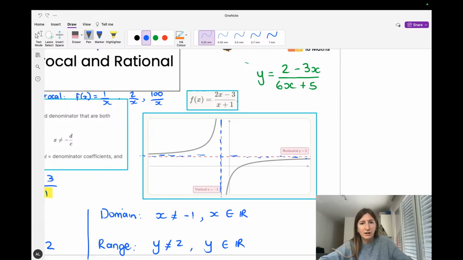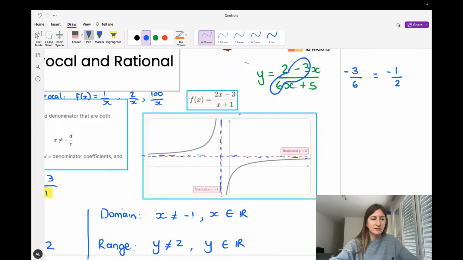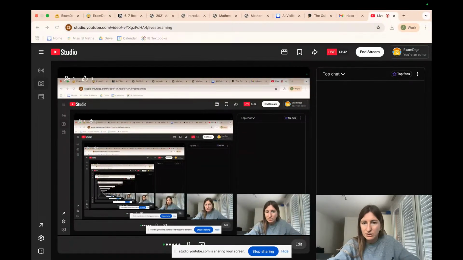So when they want the coefficient of x, we want these guys. So it's actually minus 3 over 6. Don't forget the minus as well. It's the coefficients of the x, not just whatever is in front. And that simplifies to minus a half. So watch out for that. Checking again, any questions? No.